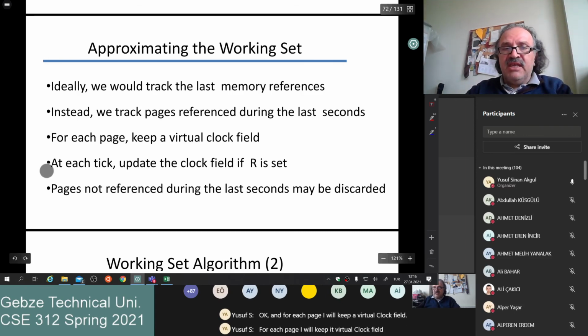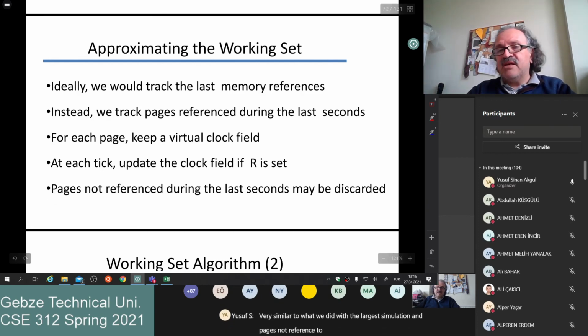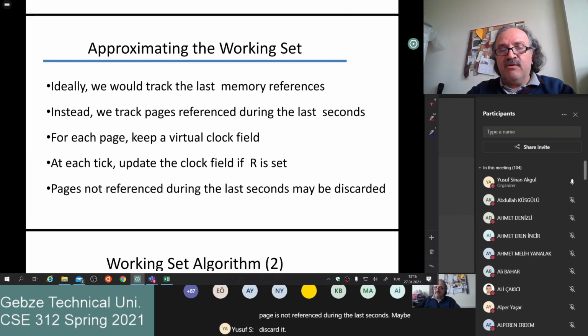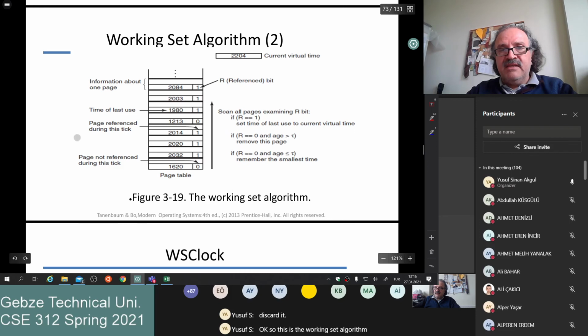At each tick, update the clock field if R is set. Very similar to what we did with the LRU simulation. And pages not referenced during the last τ seconds may be discarded. So this is the working set algorithm.